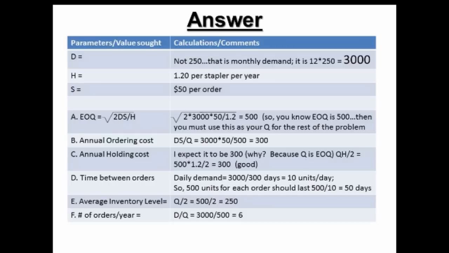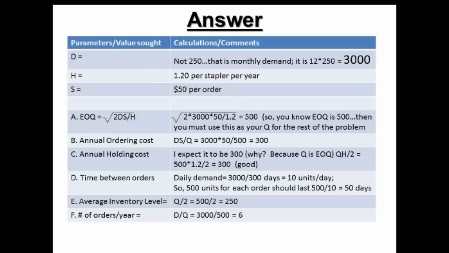Annual ordering cost, the formula for that is DS over Q. And again, now you know this EOQ or Q is 500. You plug in all the values, and you should get 300. Annual ordering cost is 300. Annual holding cost, by the way, is going to be the same. If it is not, then you know that you are making a mistake. And why is it going to be the same? Because this is the EOQ for which you are calculating annual holding cost.